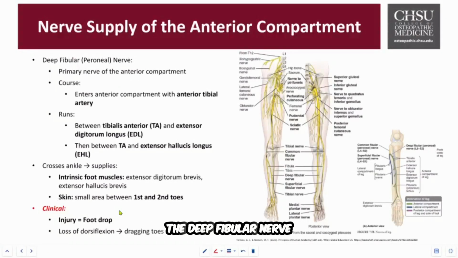The deep fibular nerve, also known as the peroneal nerve, is a motor and sensory nerve for the anterior region. It runs with the anterior tibial artery, first between the tibialis anterior and the EDL, then between the tibialis anterior and the EHL, and it crosses the ankle to supply the intrinsic muscles of the foot, as well as parts of the first web space.